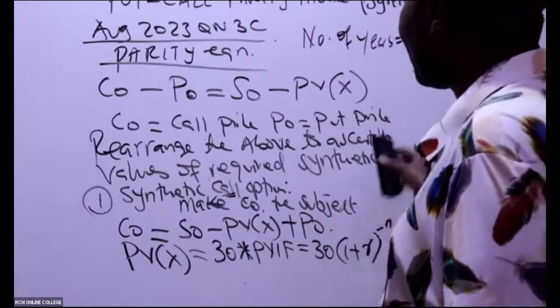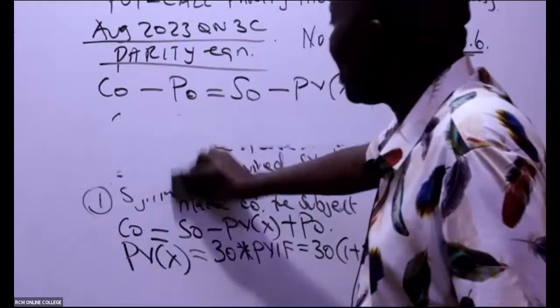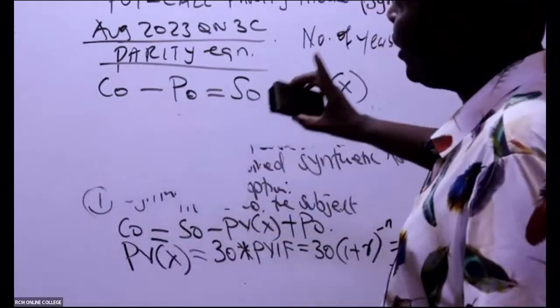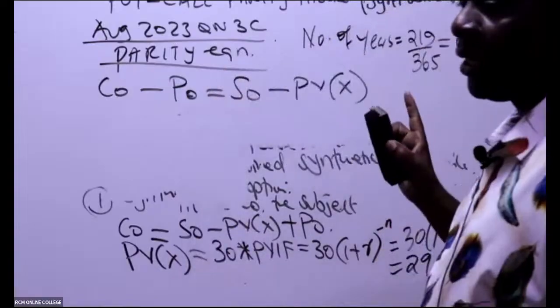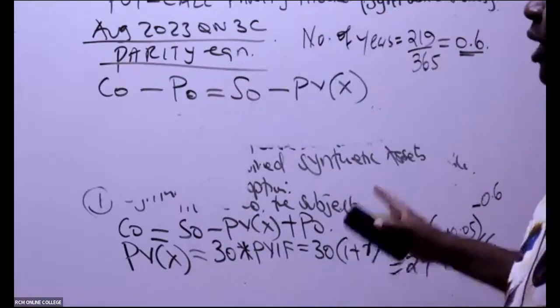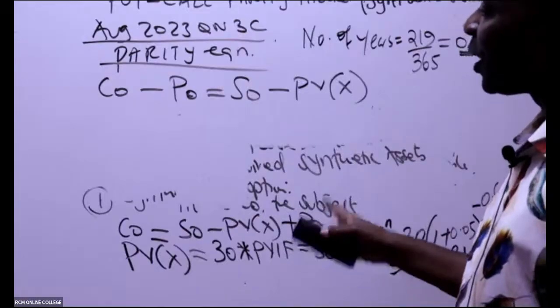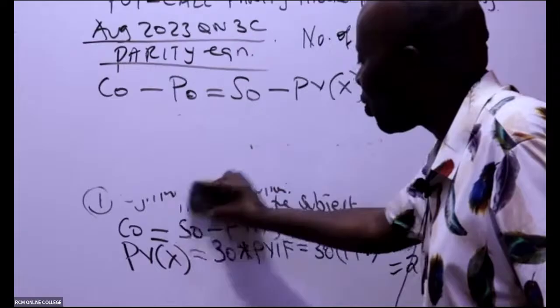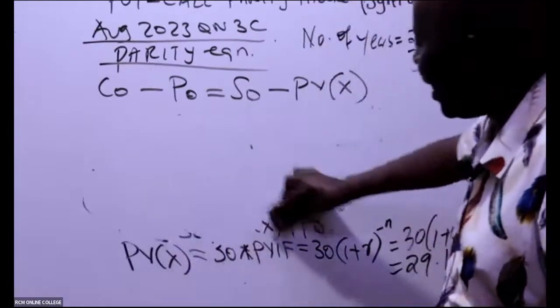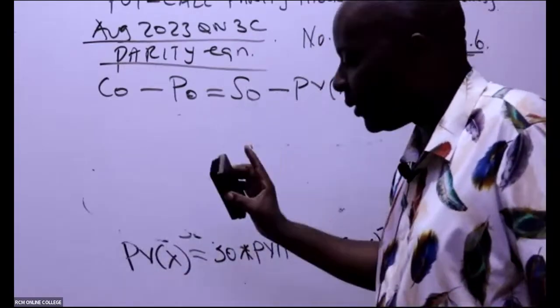So then let's get back here, ladies and gentlemen. This is what we call the parity equation. This equation, you must cram it. It is CO minus PO equals SO minus present value of the exercise price. You must cram that. And then now we go to the requirement.